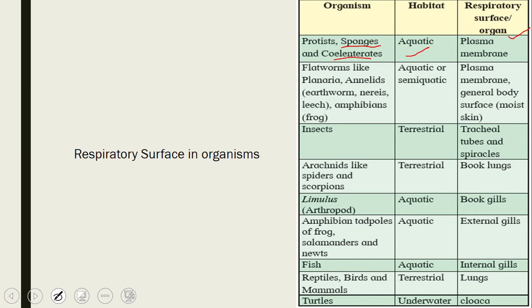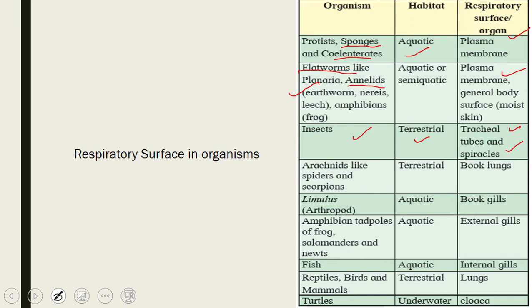Next come the platyhelminths. They are the flatworms, as you know, or the annelids. These are the segmented worms, the earthworm being the commonest example. They are aquatic or semi-aquatic and they also respire through their general body surface and the plasma membrane. Then come the arthropods. In arthropods, there are various classes, the first one being the insects, the class Insecta. If they are terrestrial, they have tracheal tubes and spiracles. You must be remembering the cockroach example.